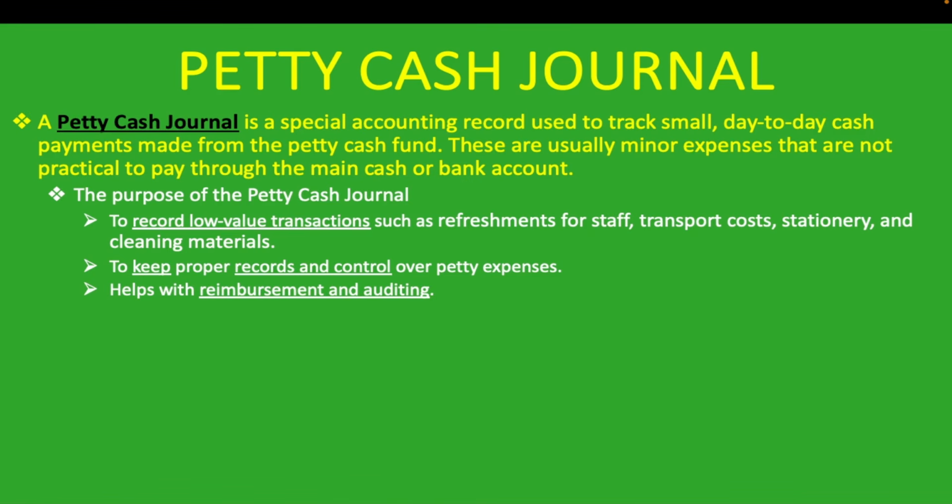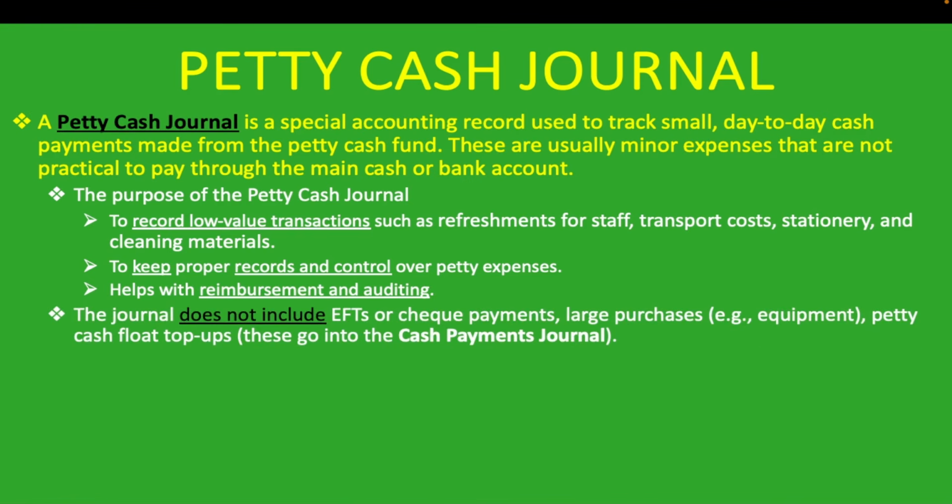Okay, so those are the purposes of the petty cash journal. Now, it's important for us to note that the journal does not include EFTs or check payments, large purchases such as equipment, or petty cash float top-ups. These go into the cash payments journal. So if you're making payments using the bank account or online banking or using the app or EFT, that is, then you would not record this in the petty cash journal, because there's nothing to do with petty cash. Petty cash is money that we have, and we're using it specifically for small items, as we've already mentioned.